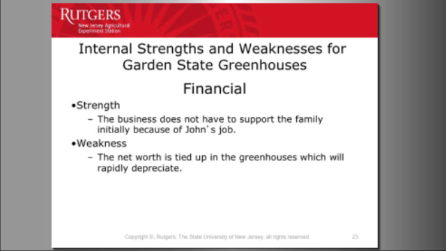Okay. So in terms of, again, I'm trying to break this down by different categories. So financial, one strength in this particular example, and you follow through this example in the workbook. I've tried to build on this same family throughout the workbook. The business doesn't have to support the family because John has an off-farm job, which is a huge advantage. And I've counseled some other farmers in New Jersey. Often having a spouse with some benefits and off-farm income is a real saving grace in the early years of struggling to get a business started. The weakness is their net worth is all tied up in the greenhouse, which is already 30 years old and is rapidly depreciating.